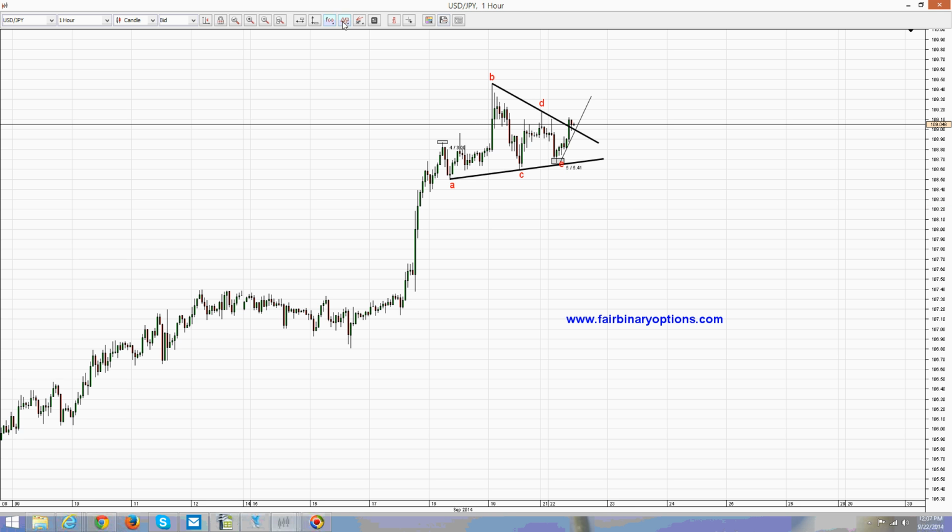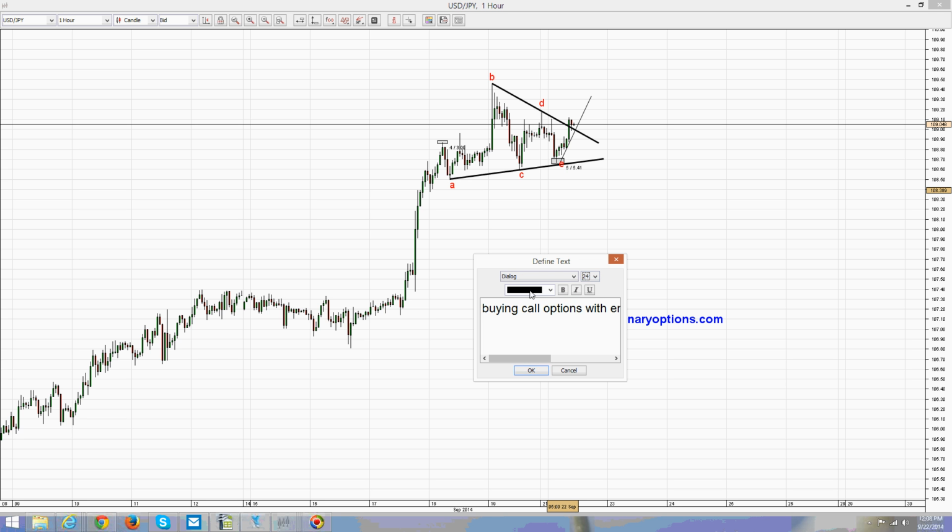So let's write on the screen here that the plan for the US dollar and Japanese yen is still to move to the upside, despite bearish rhetoric from the G20 meeting this weekend. So buying call options with end of week expiration date, as we need to give it time to consolidate and so on and so forth, and to avoid, for example, the possibility that this triangle is still in the making.